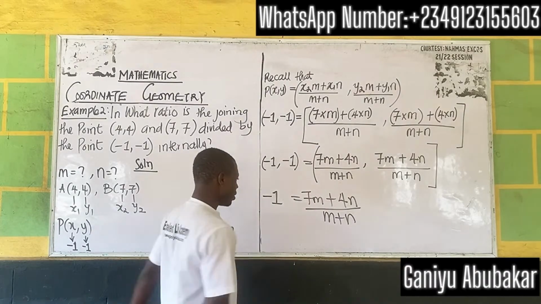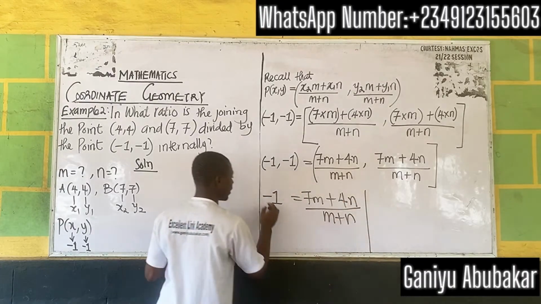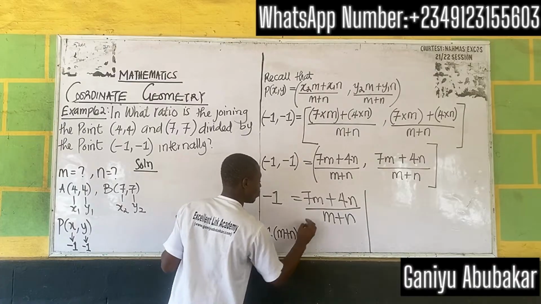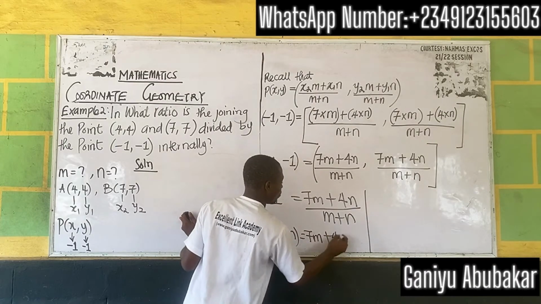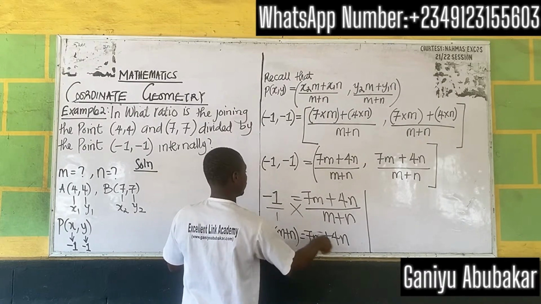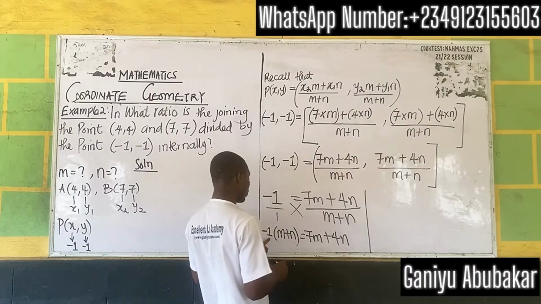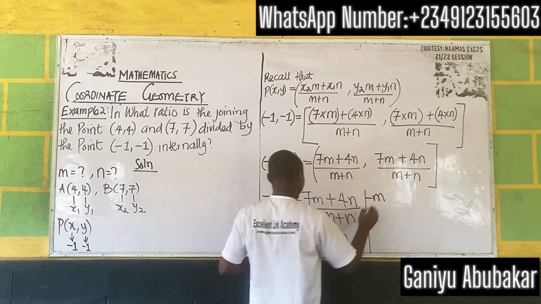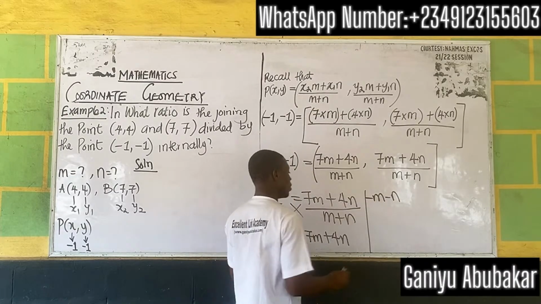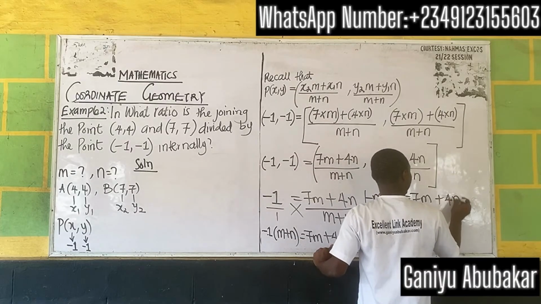Now from here, I'll multiply, that gives you -1 into (m plus n) equals 7m plus 4n. So multiply this times this gives you this times this gives you this. Next up, I'll use the negative sign to expand this bracket. -1 times m gives you -m, -1 times n gives you -n, equals 7m plus 4n.